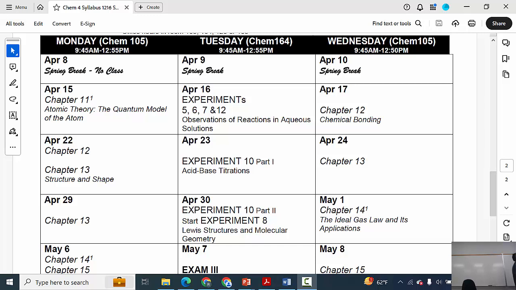For this week, we should be on chapter 12. We're still on chapter 11. Chapter 11 is really long, so I need to spend some time. We're probably going to continue chapter 11 here and then get into 12. So behind schedule a little bit.